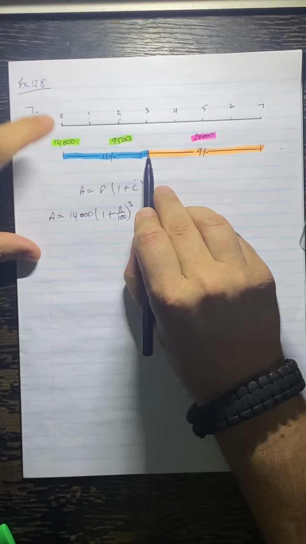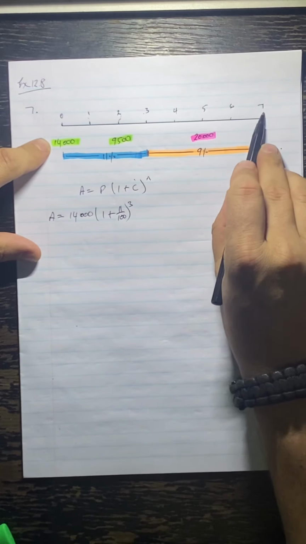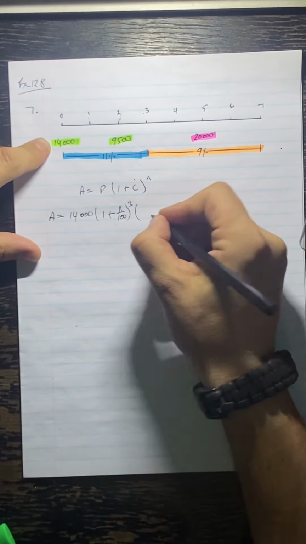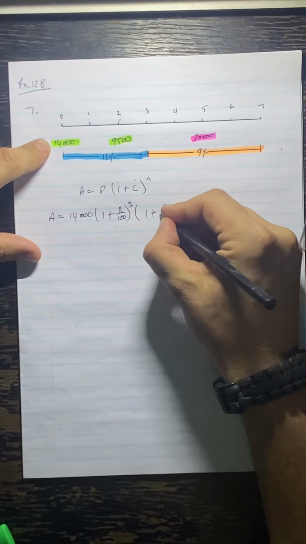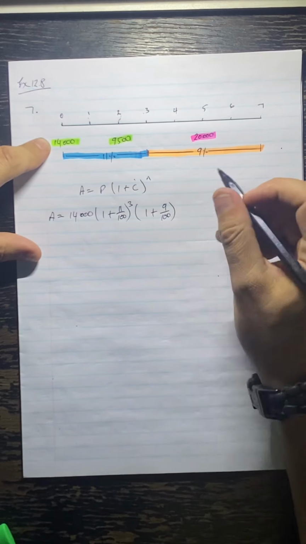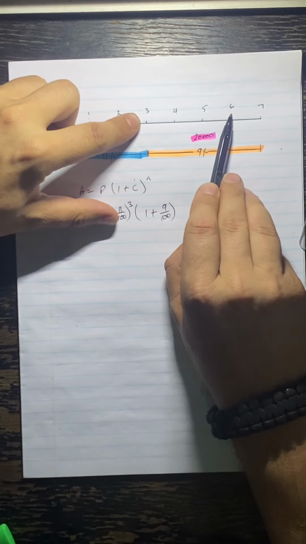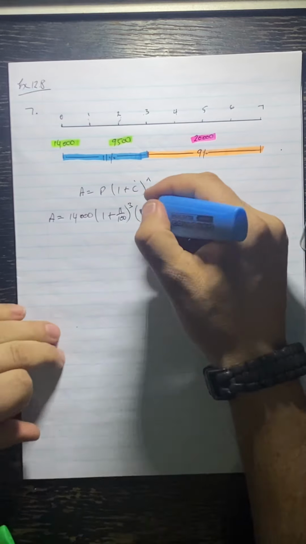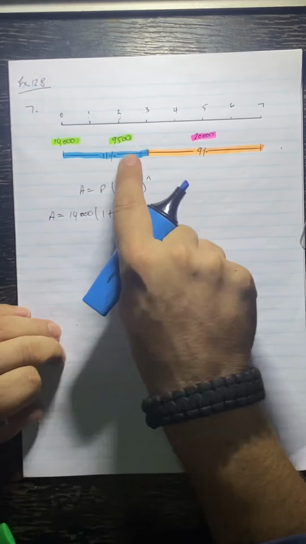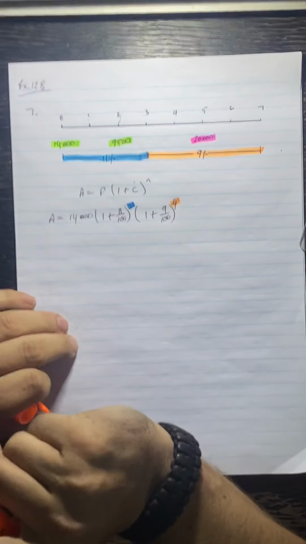Then after that, this 14,000 changes its interest rate to this orange one till the end. Okay, so we're going to add on that interest, which is 1 plus 9%, which is 9 over 100. And how long are we doing that interest period for? We're doing it for 1, 2, 3, 4 time steps. Okay, so just to highlight that, that's for our blue bit. And this is for the orange bit. Okay, and that's for the 14,000.